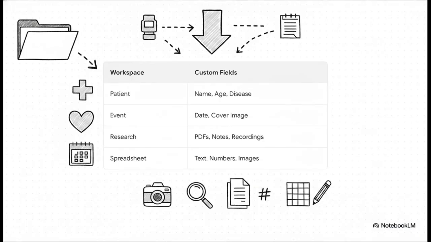DAZO introduces a massive paradigm shift here. Instead of a one-size-fits-all folder, you pick from 4 distinct workspaces. If you select the patient workspace, your fields automatically adapt to track name, age, and disease. Switch over to an event workspace for a wedding or a trip, and suddenly you're looking at cover images and dates. The research workspace gives you this lightweight area perfectly tuned for dropping in PDFs and recordings, while the spreadsheet workspace lets you mix text, numbers, and even image cells in a structured sheet. The app literally shapeshifts to feel purpose-built for whatever task is right in front of you.